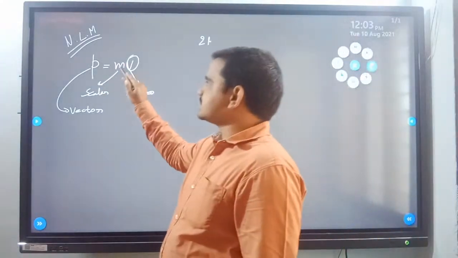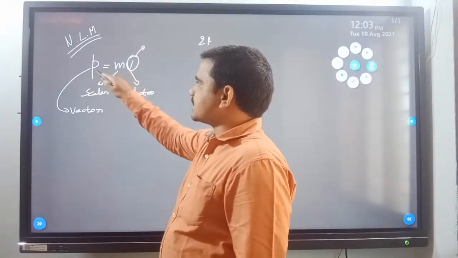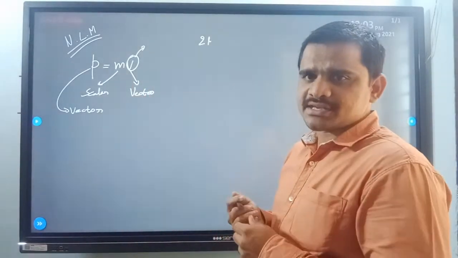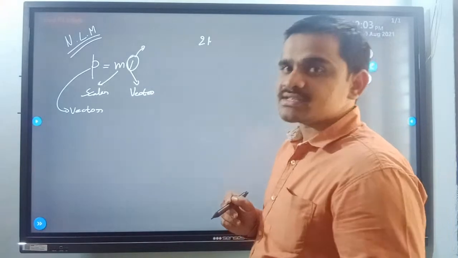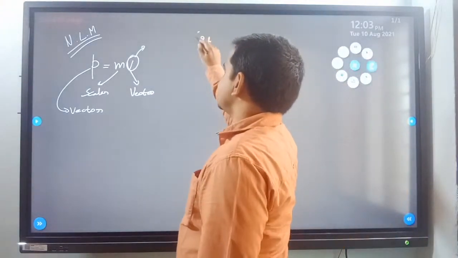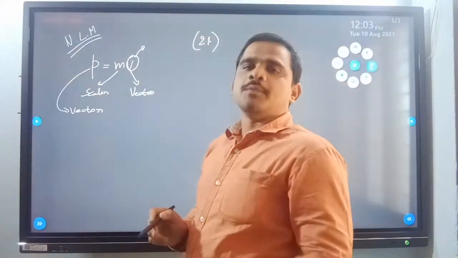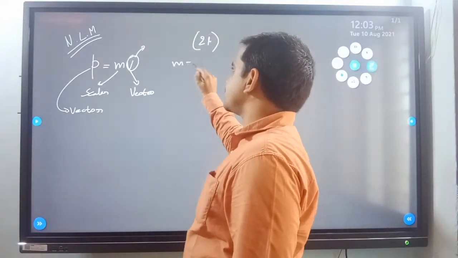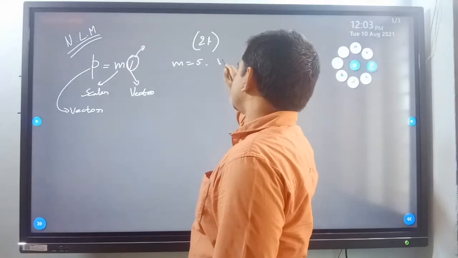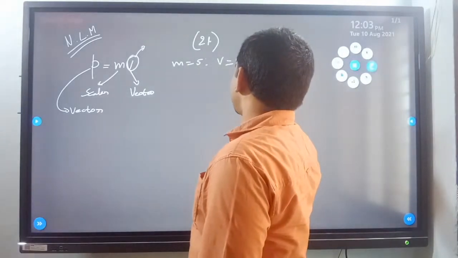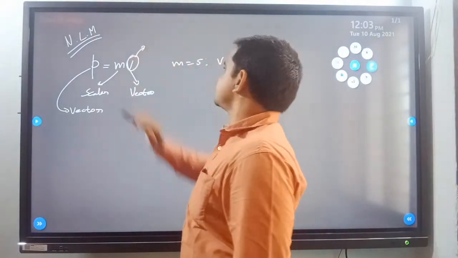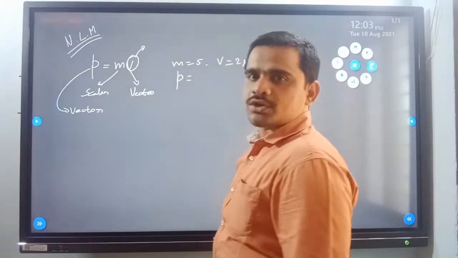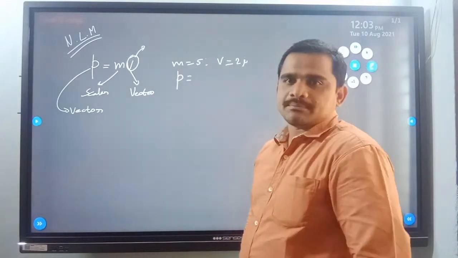When a vector is multiplied with a scalar, we again get a vector. I'll tell you one example here. Now i is a unit vector along the velocity direction. A body of mass 5 kg is moving with a velocity 2i. What is its linear momentum?